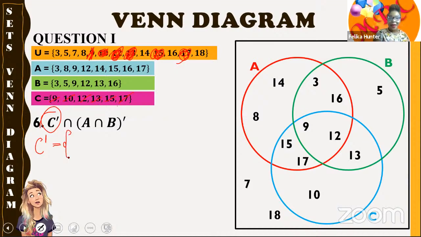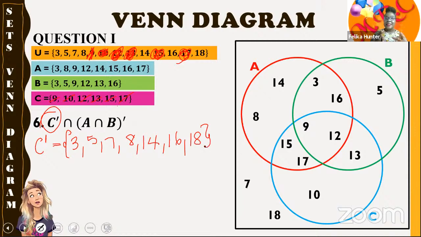So I open my curly brackets and I go 3, 5, and I'm just reading it because I've already marked out what is not supposed to be a part of the set. I'm just writing down what is left that is supposed to be a part of the set. So it's 3, 5, 7, 8, 14, 16, and 18. And that's C complement.